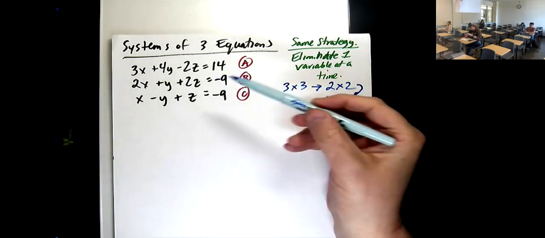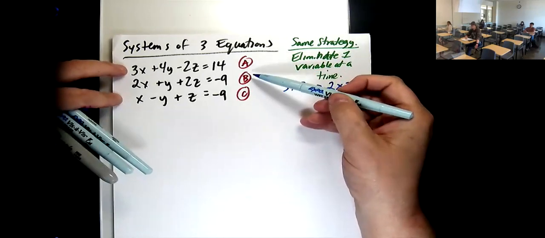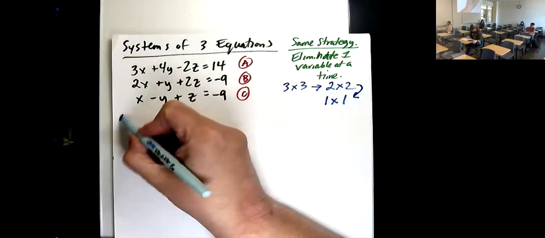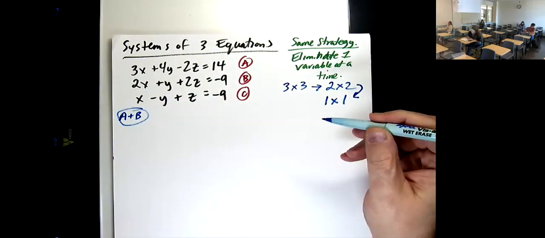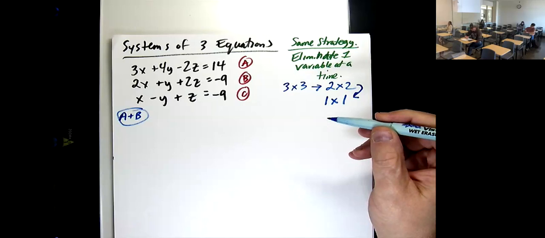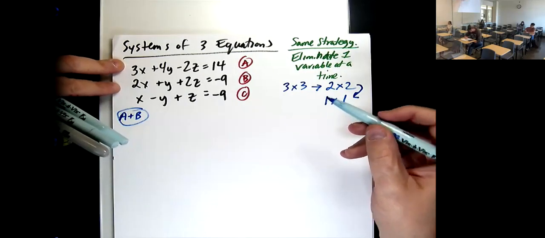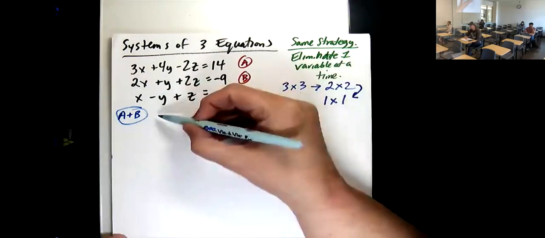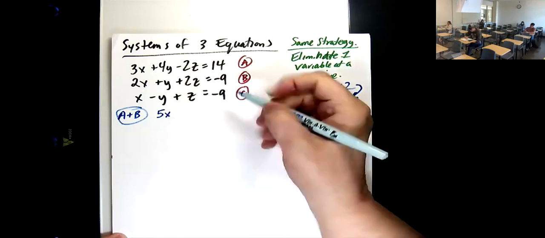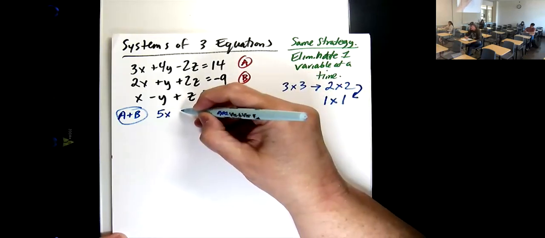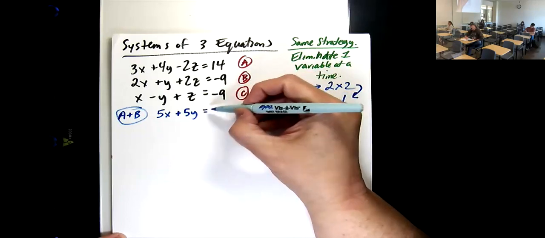So if I want to eliminate Z, the first way that jumped out at me was adding A and B. So I'm going to say I'm doing A plus B. Since all I'm doing is adding them up, I don't think I need to rewrite them. 3x plus 2x is 5x. 4y plus y is 5y. And 14 minus 9 is 5.